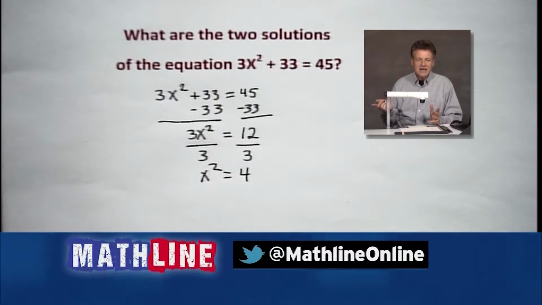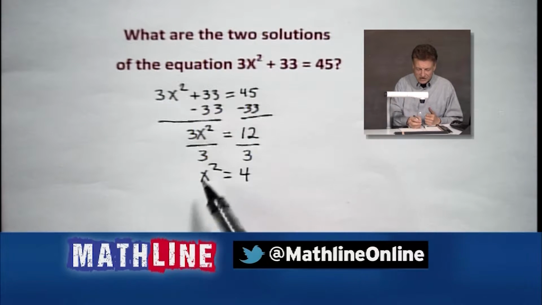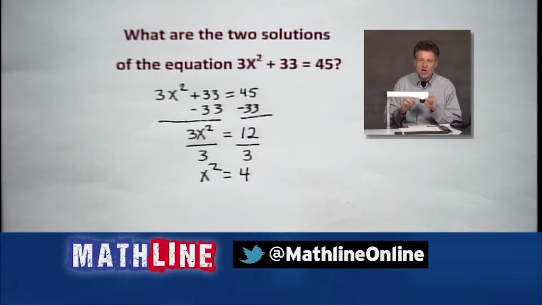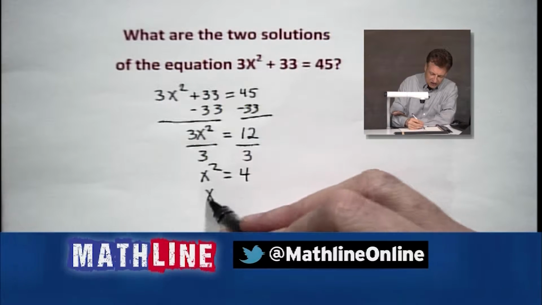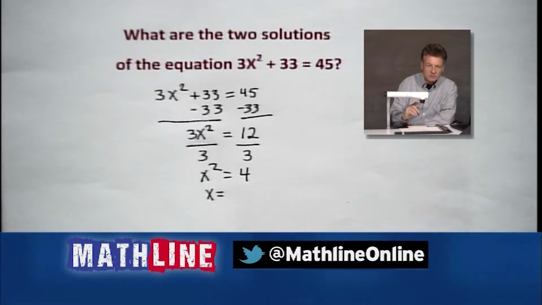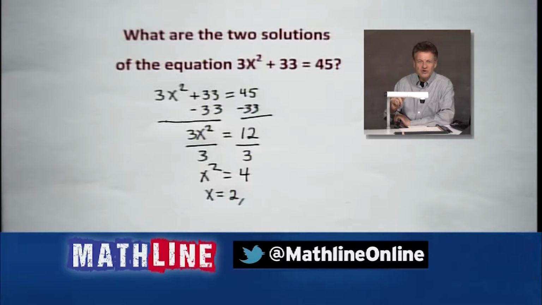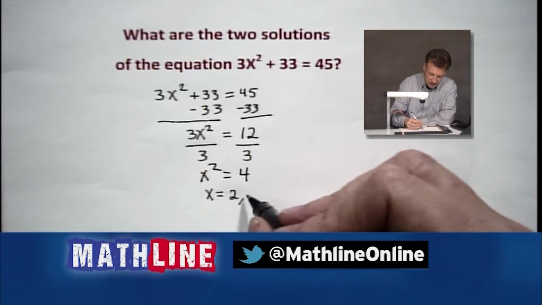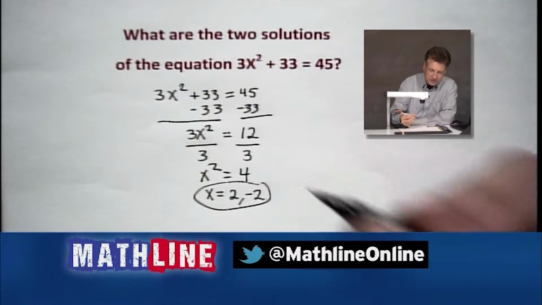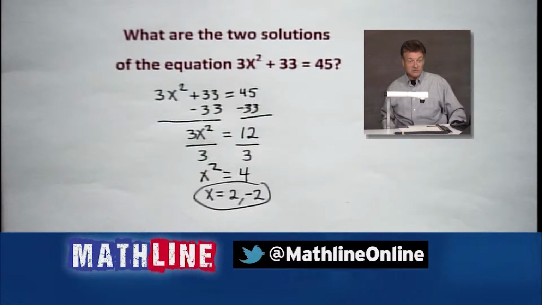12 divided by 3. Now, we're thinking, what number times itself would give me 4? Notice it's got x squared, which is a hint. There are 2 possible solutions. X will equal 2, since 2 squared is pretty obvious. But also, if you take negative 2 times negative 2, it also gives you 4.